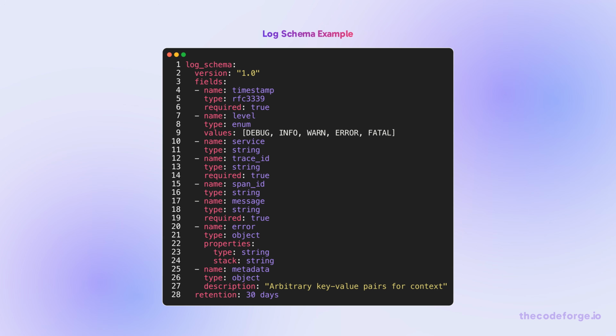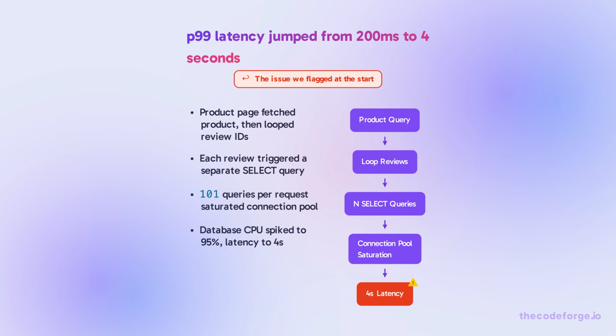The traced field is the bridge between logs and APM spans. Always emit structured JSON, never parse logs in your aggregation pipeline. This is the same issue we highlighted at the start.